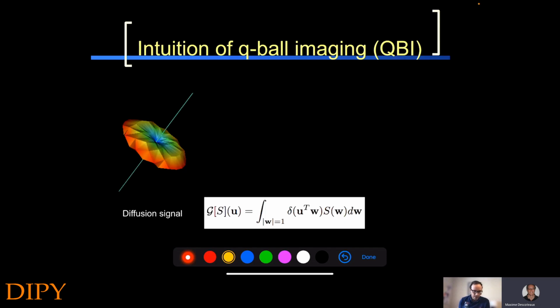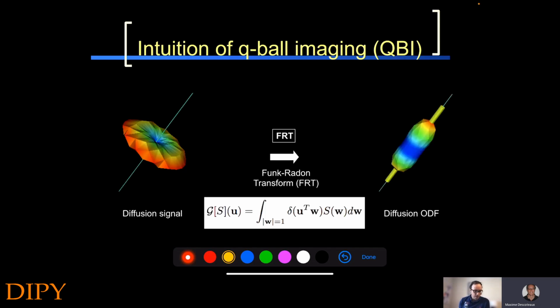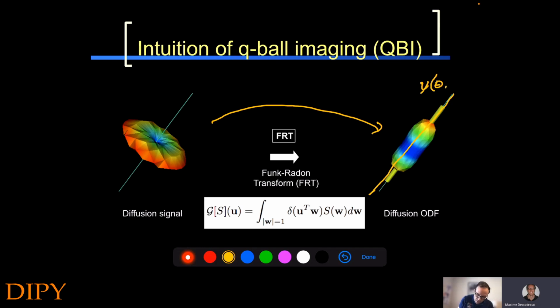And so mathematically, I'm not going to focus a lot on the math, but there is a way to transform this donut into a shape that defines an ODF. ODF means orientation distribution function. What is the probability that I have diffusion along this direction? This is captured by the ODF in this direction.